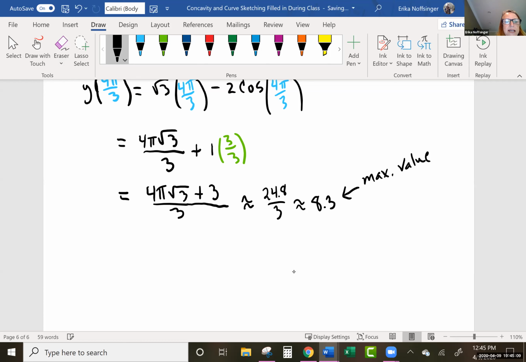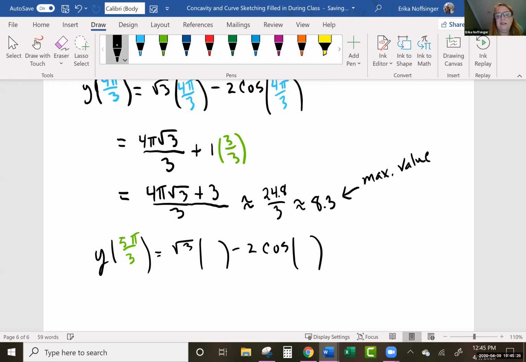So same idea, but now you're plugging in the 5 pi thirds. So you have √3 all times 5 pi thirds minus 2 cosine of 5 pi thirds.